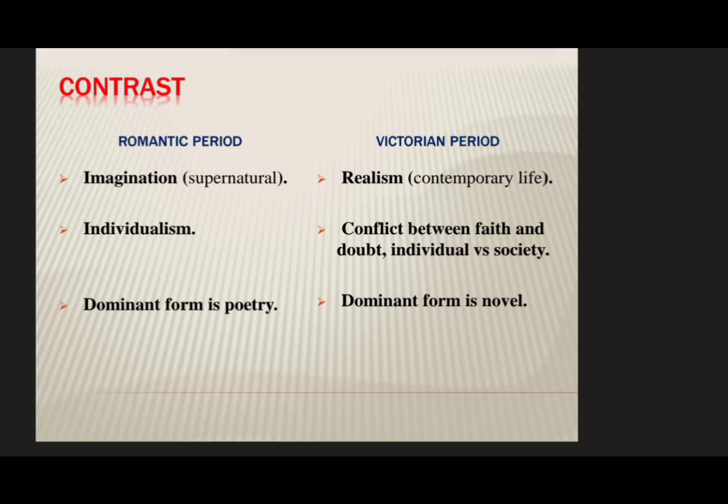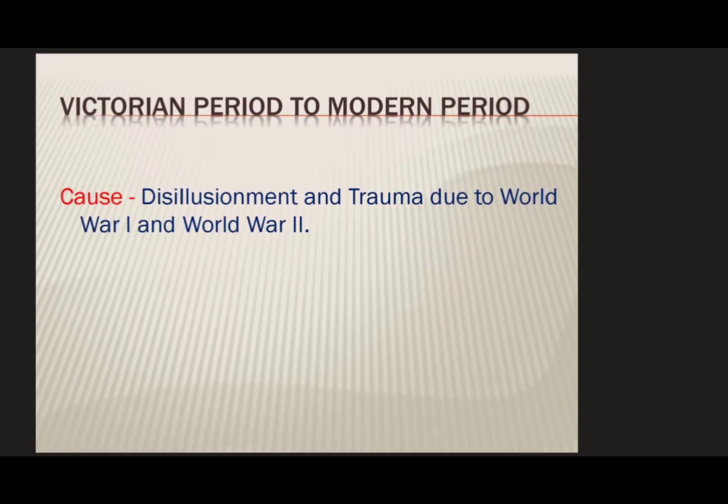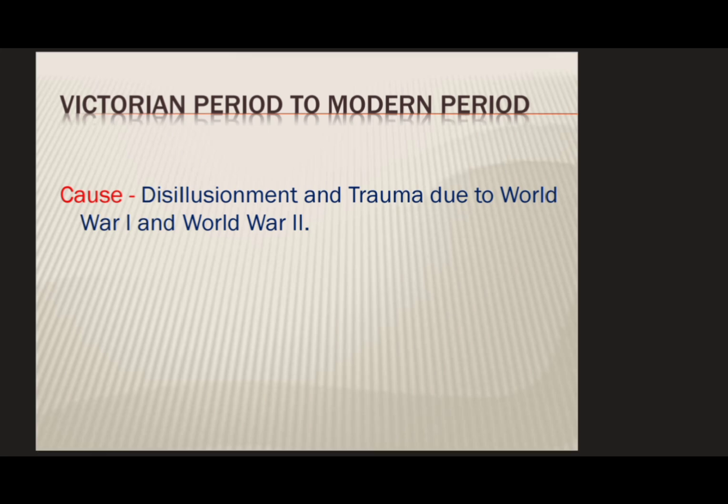After the Victorian period, we have our modern period. What led to the rise of the modern period is the disillusionment and trauma due to World War One and World War Two. Both wars happened during this modern period, and they had a great impact on society and the consciousness of people, which was reflected in the literature.